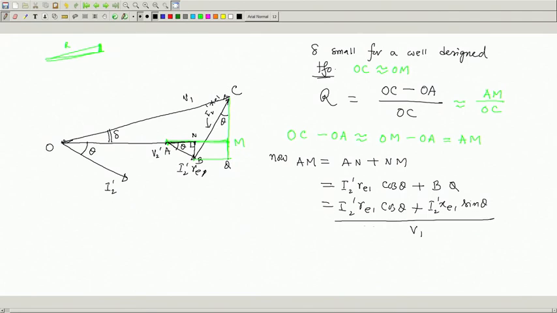Okay. Now, I have converted it once again to a voltage expression. So, V1 I can now invoke. So, regulation is now approximately equal to this. Why am I saying approximate? Because I have used the approximation that delta is small, and so on. So, regulation is approximately equal to this, and this is the expression we are looking for.